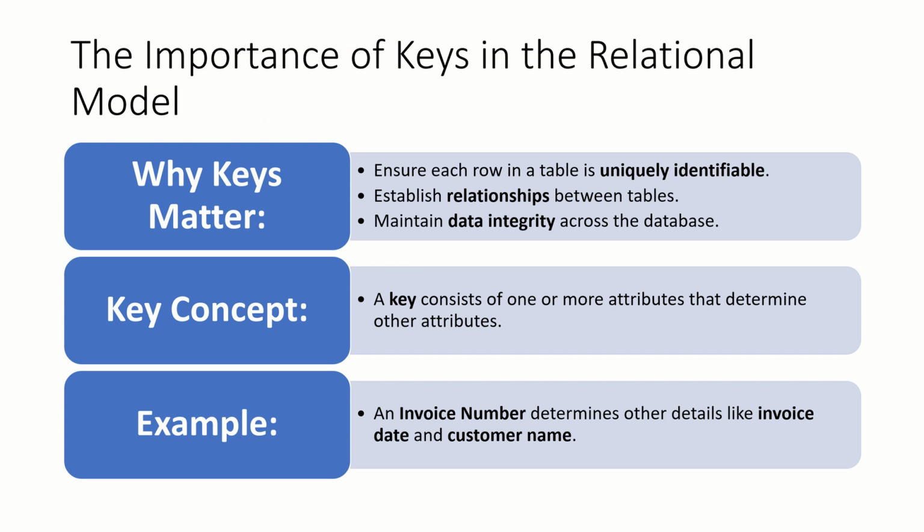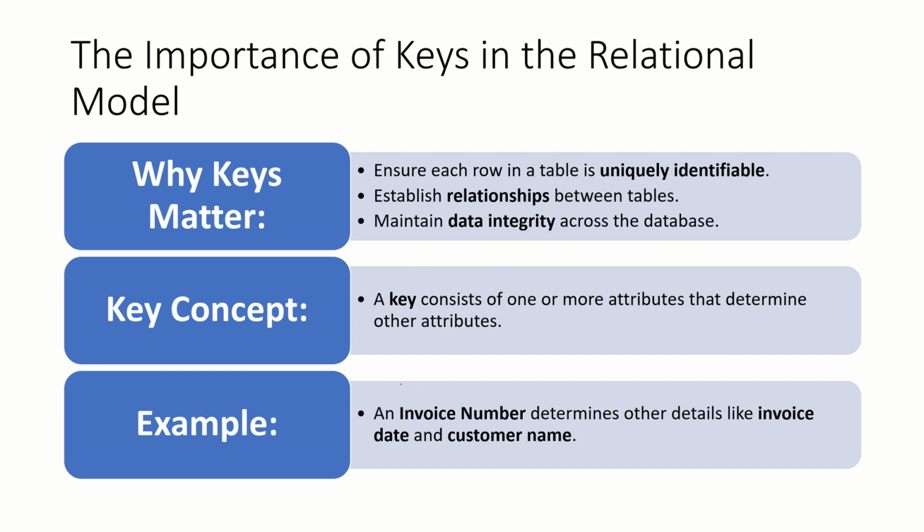So this is very important. We introduce keys in the relational model, okay? Because a key can help you ensure each row in a table is unique. As we said, we use the primary key to ensure each row is unique. We also can establish the relationship between tables, which we will talk about later. There are several other keys that can help you establish the relationship between the tables.